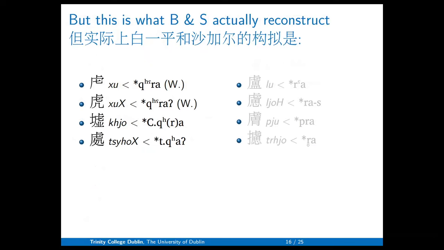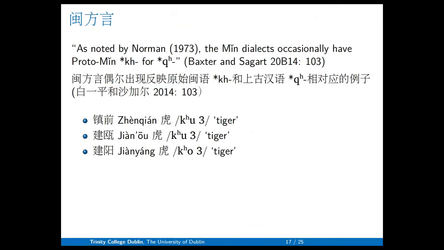Or it's confusing. So far, I've tried to do everything by the rules. Like, okay, we say, what are the sources of who, the ha sound, what's in the Xiamen series? And I came up with a different reconstruction. So why do they do it? Let's see what they say in their book. So they say, as noted by Norman, 1973, the Min dialects occasionally have proto-Min KH for ka, yeah? So this is, whoops.